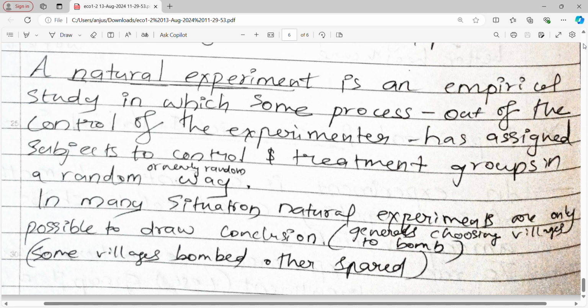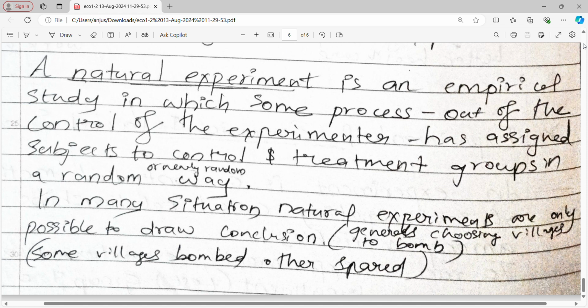Right? So that is all about natural experiments, which are caused or happen naturally. Other than the experiment that we studied first, which is a controlled method, here it is a natural way. Okay. So that's all with the second chapter as well.